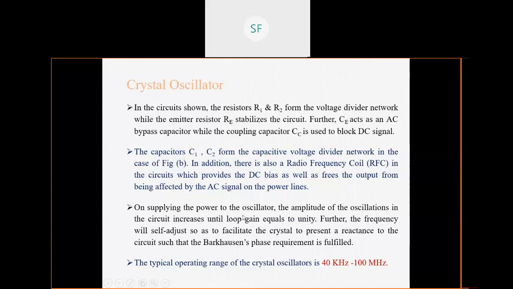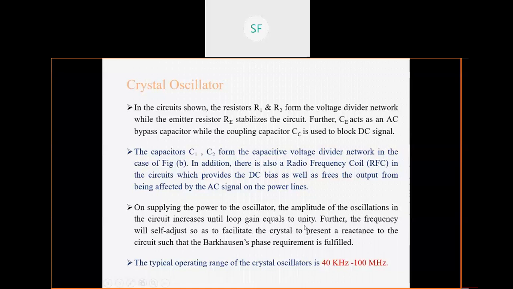On supplying the power to the oscillator, the amplitude of oscillations in the circuit increases until the loop gain equals unity. Now this point is talking about the Barkhausen criteria. So when you supply the power to the oscillator, what will happen? The amplitude of oscillation will increase until when? Until the loop gain equals unity, that is mod of A beta equals 1.